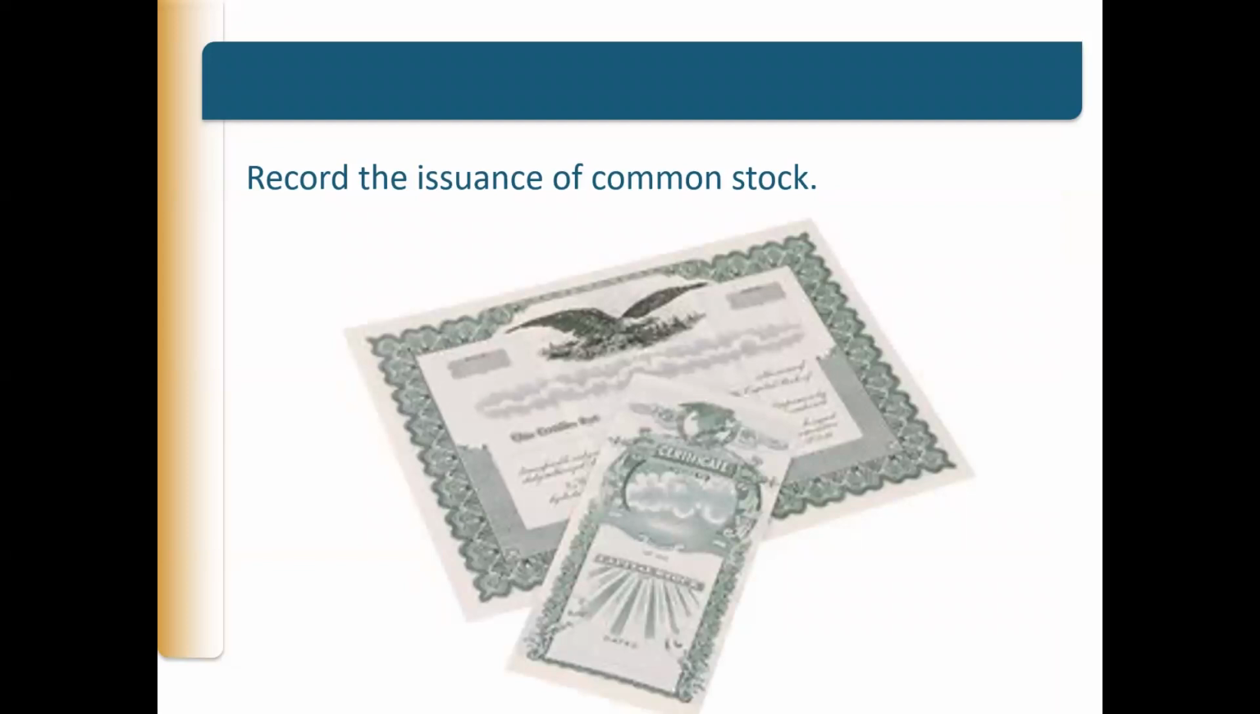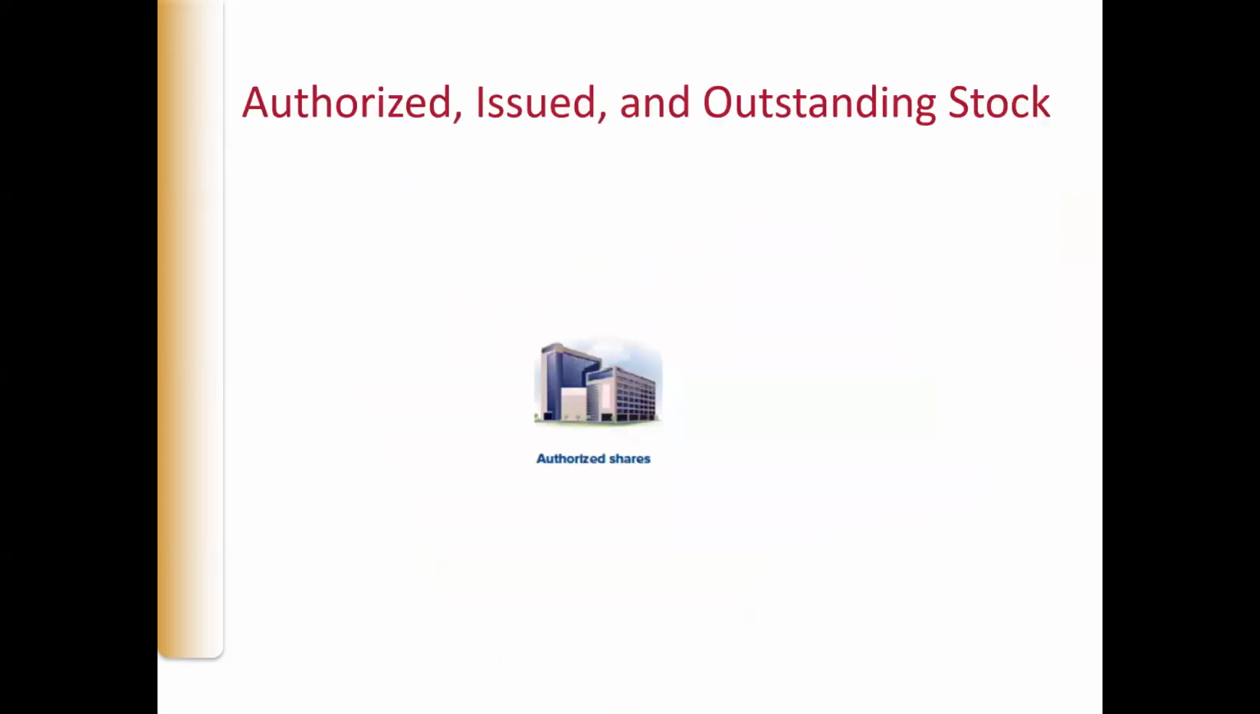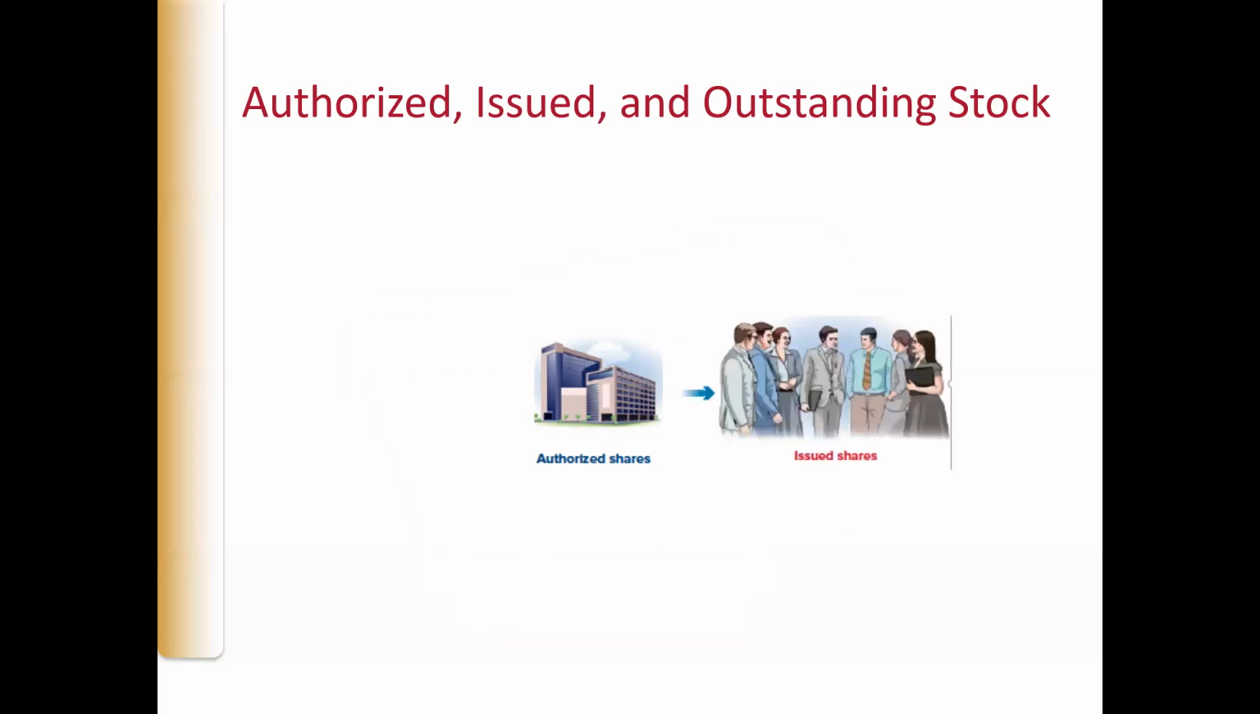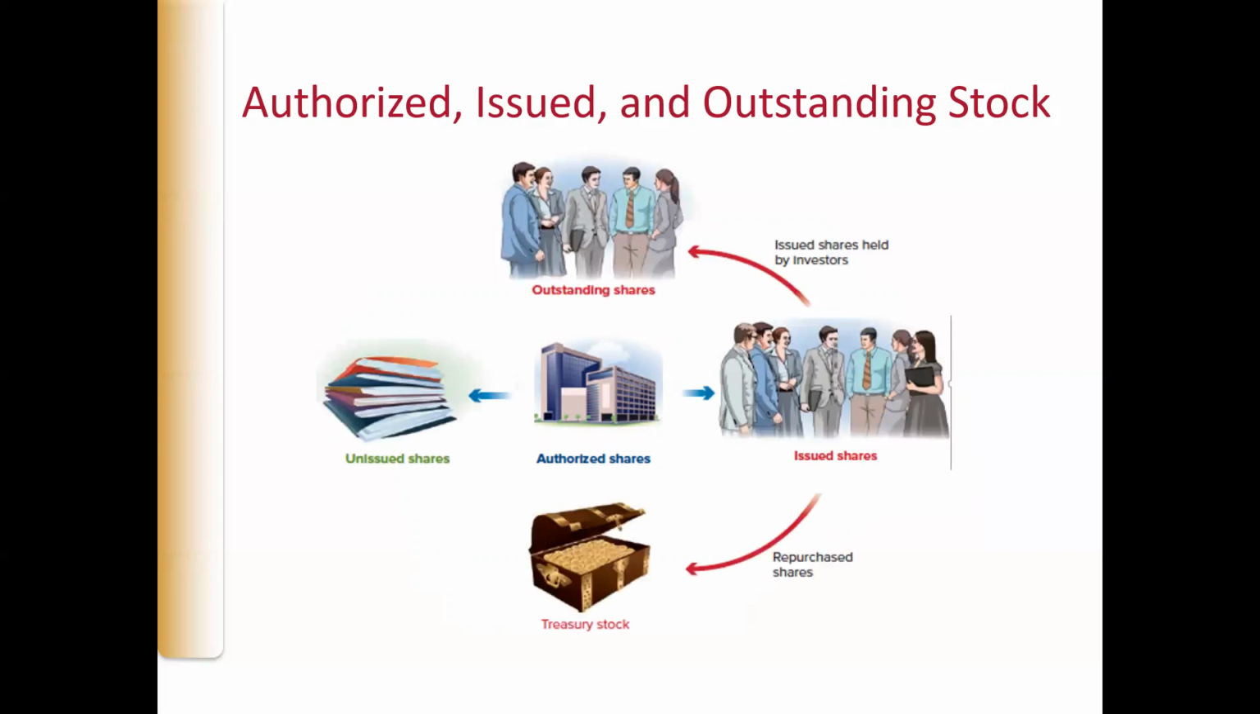So we're going to now go to the next phase of this chapter and talk about the accounting for issuing stock. Now there are three categories related to a company's stock: the amount that's been authorized by the company at the start of the company's formation, the amount of shares that have been issued, and then the amount of shares that are outstanding.